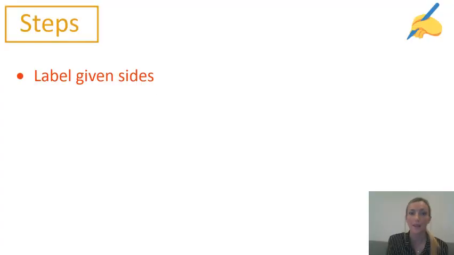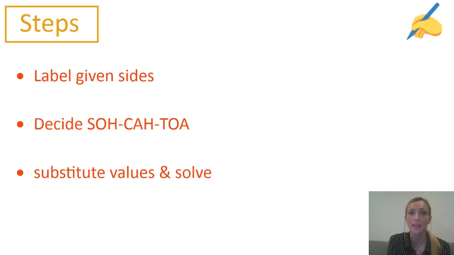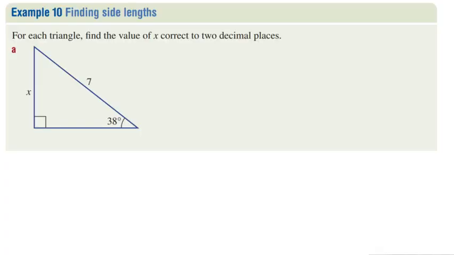These are the steps to follow. Label the given sides of the triangle. They're the ones with letters or numbers on them. Use SOH CAH TOA to see which trig ratio it is, so sine, cos or tan. Then lastly, you substitute the values from the triangle into the equation and then solve like I did on the previous slide. Here's an example.